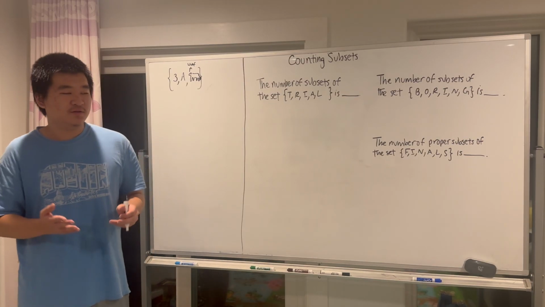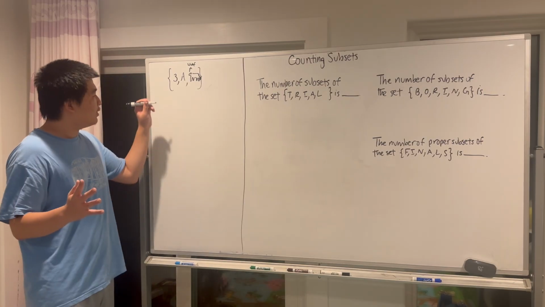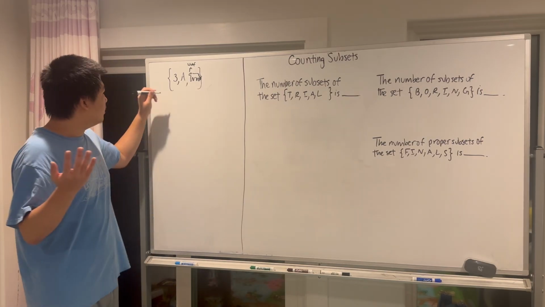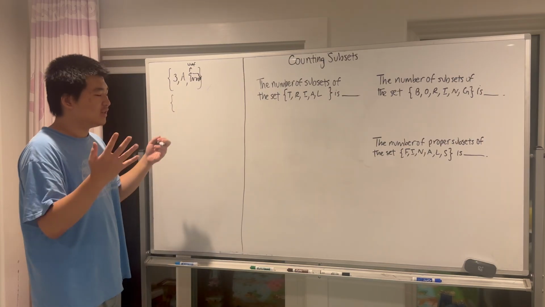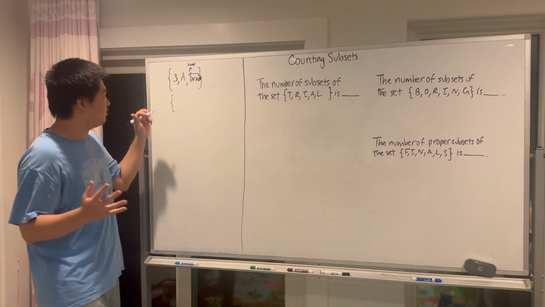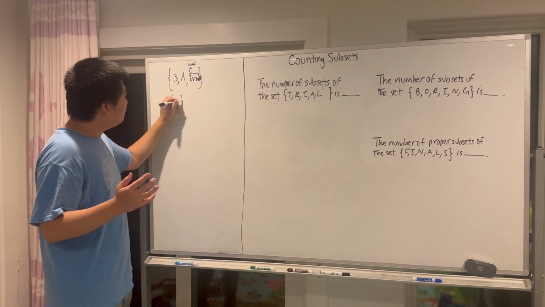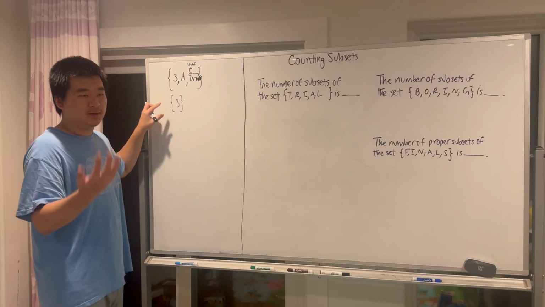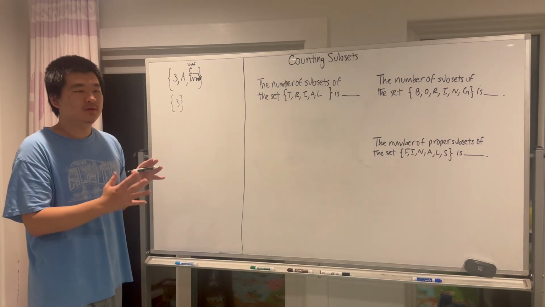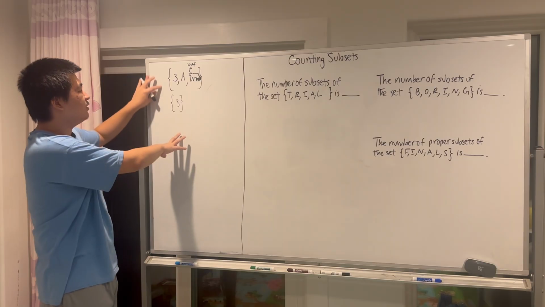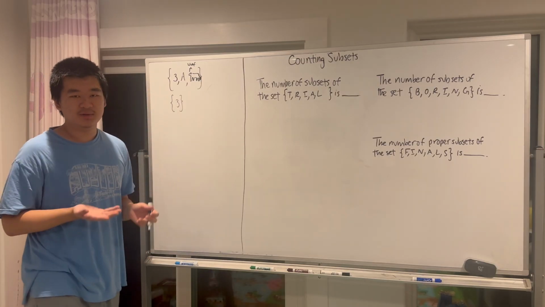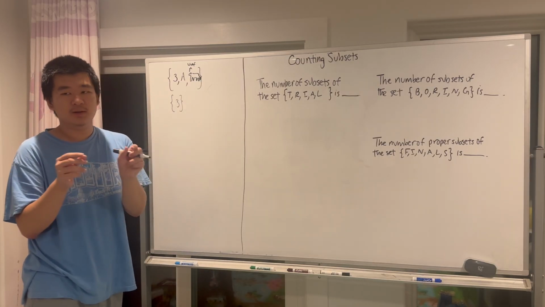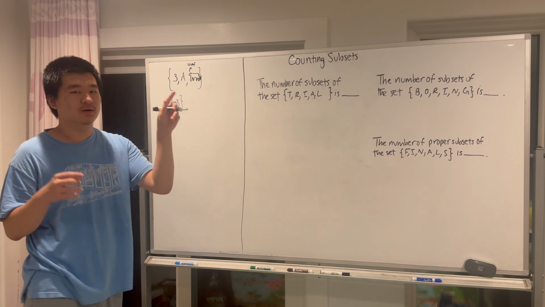Now, a subset is another set that is kind of an extension or a part of another set. For example, if this is our original set, 3 might be considered a subset because every element of this set is an element of the original set. That's the definition of a subset. A set where every single element of that set is an element of the original set.